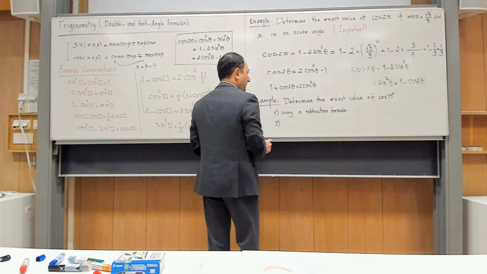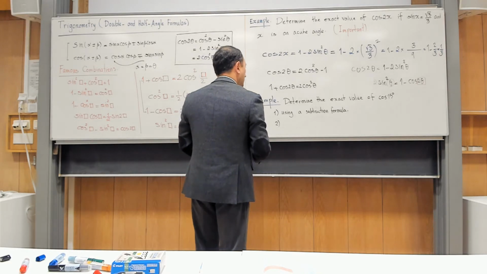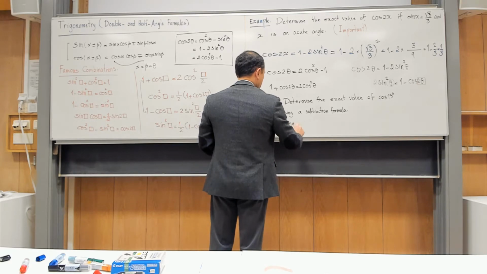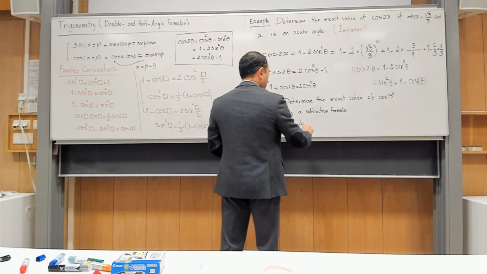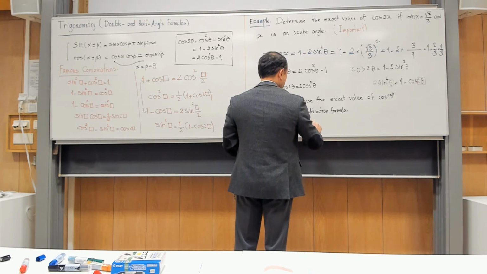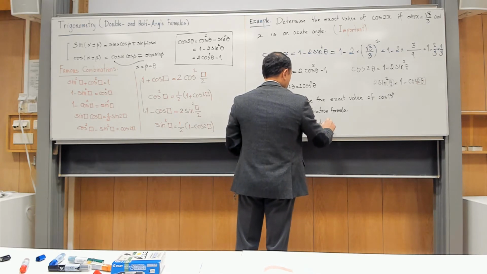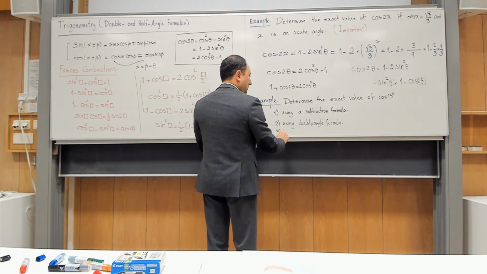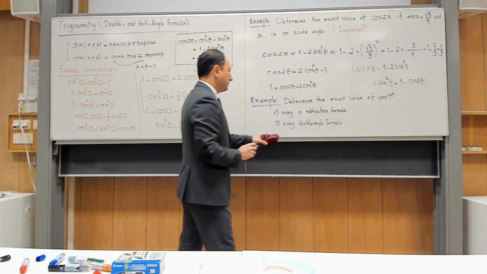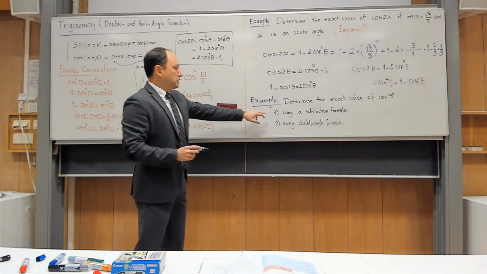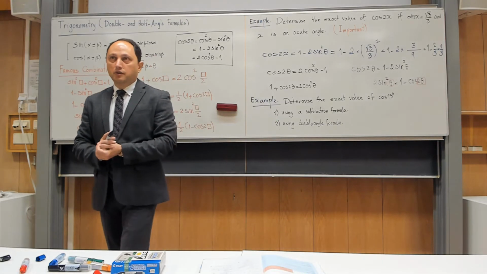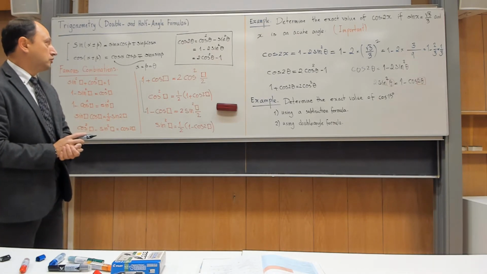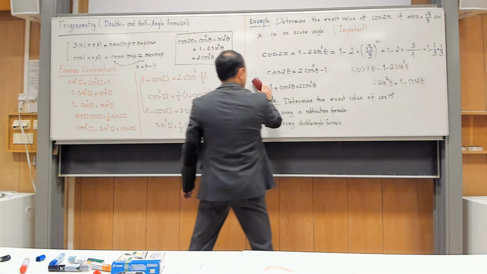Two, using a double angle formula. Number three, compare them later. This part I did in one of the previous sessions, so I want to calculate the exact value of cosine of 15 degrees using a subtraction formula. Let me just clean this here.